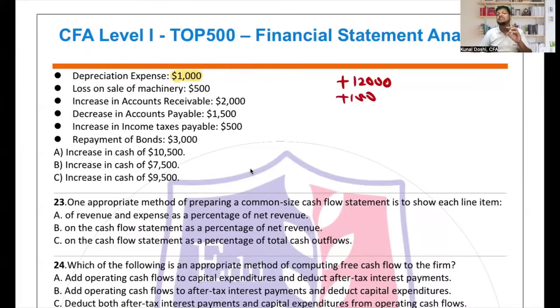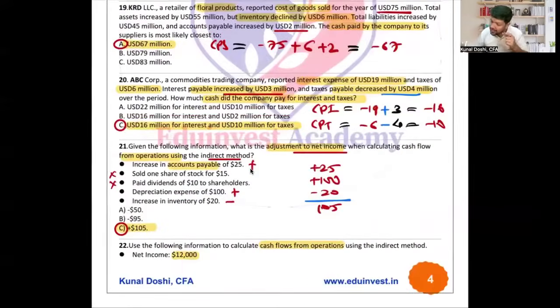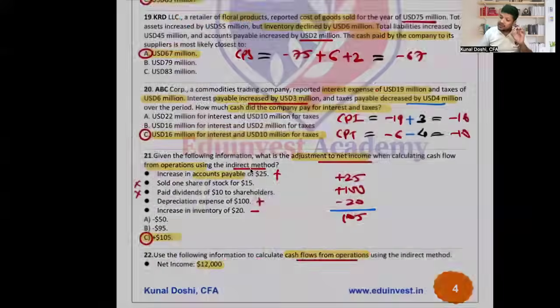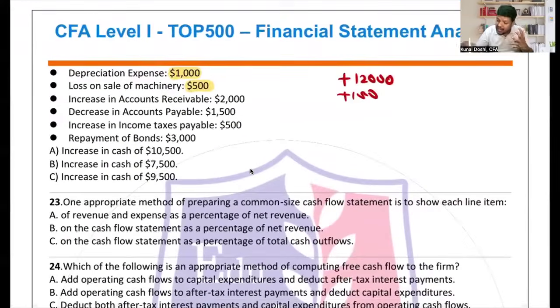Then I need to check if there is anything non-operating. If you check here, loss on sale of machinery, this is not related to operating. We are calculating operating cash flow, right? So loss from sale of machinery, is it operating? No, it is investing. So why is it there? We had subtracted the loss, so we will add it back. Why? Because this is non-operating, correct? So I will add back the 500.